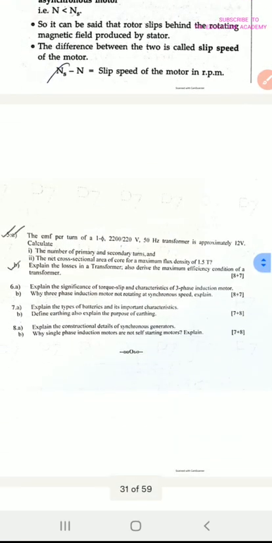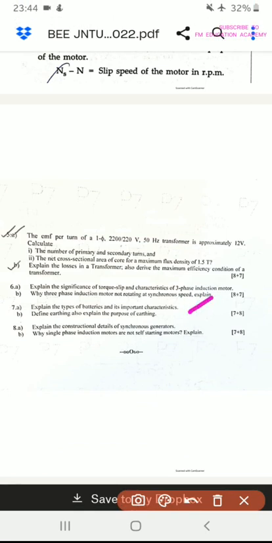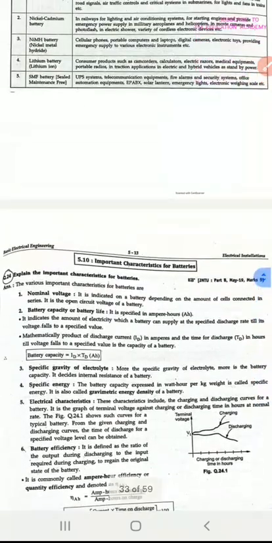Next we have the 7th A question. Explain the types of batteries and their important characteristics. So these are my types of batteries: lead acid battery, nickel cadmium battery, nickel metal hydride, lithium battery, SMF battery and their applications.